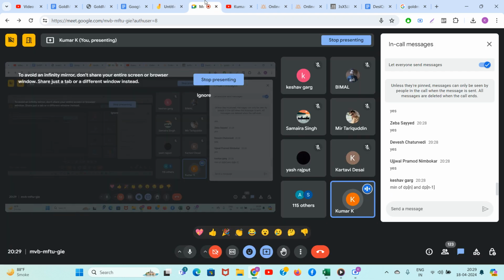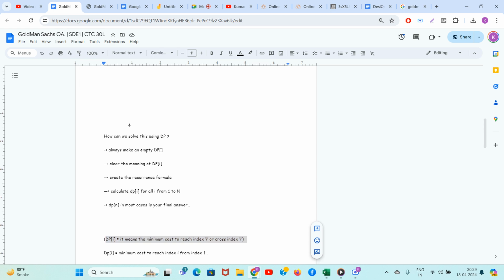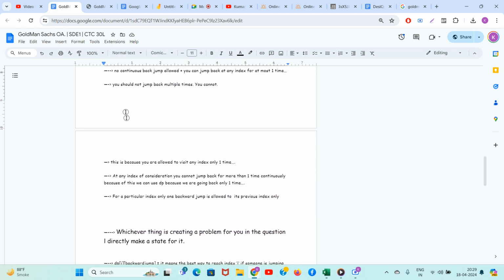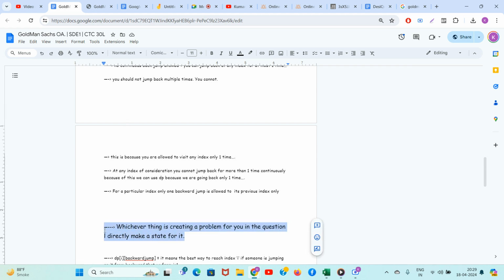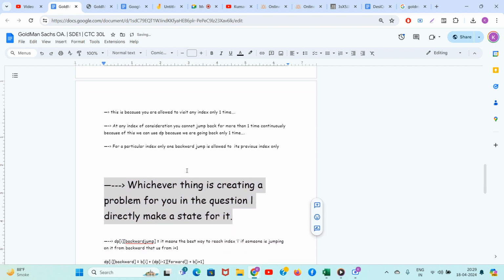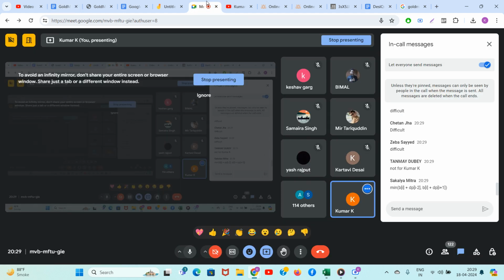Everyone write difficult in the chat, if they understand that directly writing the formula is difficult for us, because you can go from ahead to back also. But guys, I taught this in my dynamic programming course so many times. Whichever thing is creating a problem for you in the question, I directly make a state for it. Guys, what is the thing which is creating problem in the question? Everyone write. Backward jump, forward jump. Everyone write in the chat.